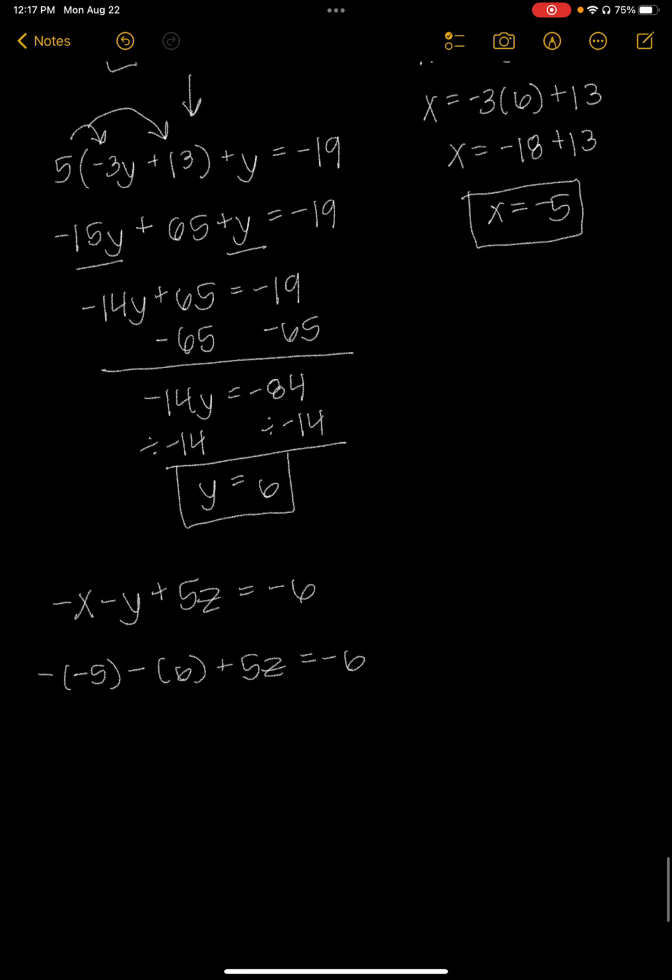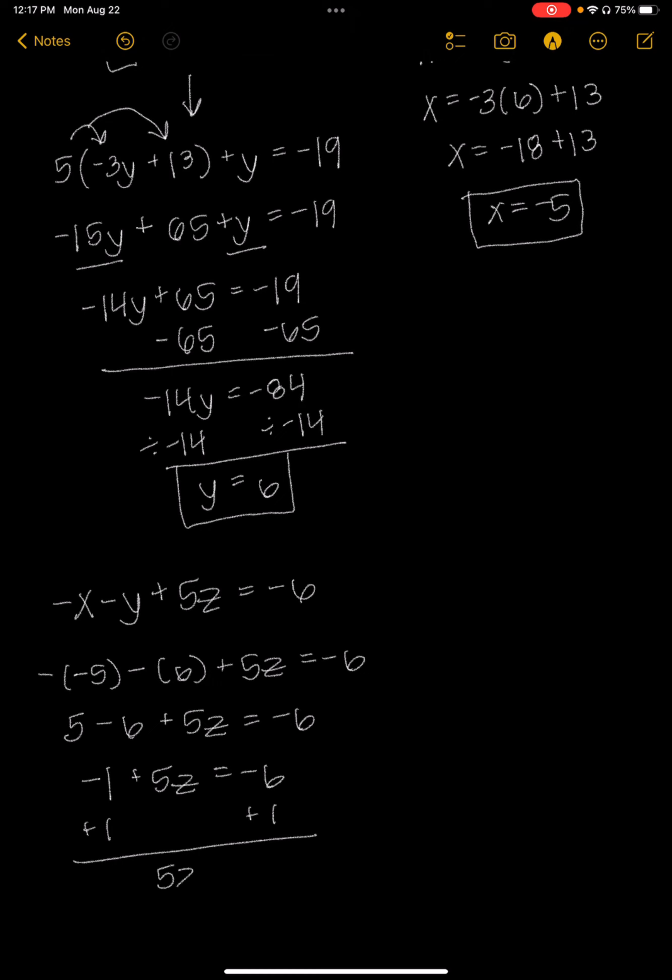All right, now let's just simplify and combine like terms. So two negatives together make a positive. I get 5 minus 6 plus 5z equals negative 6. 5 minus 6 is negative 1 plus 5z equals negative 6. Now I'm going to add 1 to both sides. To get the z by itself, I get 5z.